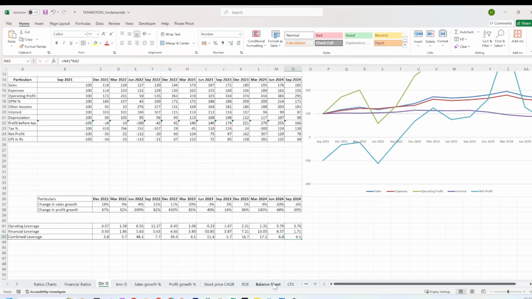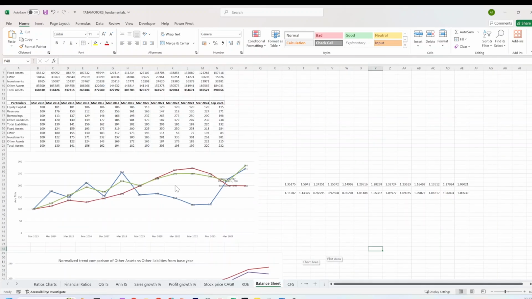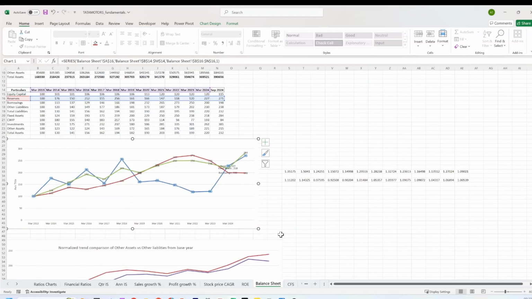Let's move on to the balance sheet and the cash flow numbers. We have already discussed the solvency ratios, but just check the trends of reserves and borrowings. So this is our borrowing trend line. Our borrowings are at a downward trend, and our reserves are increasing. So both these insights are on the positive side.